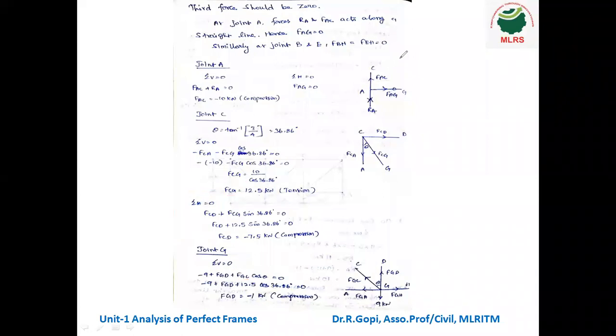So same thing, summation of H is equal to 0. So in summation of H, what are the forces will come? So you can see here this FGH and FGA and this FGC. Only 3 member forces will come. So this 9 kilonewton and all not come because it is acting downward.